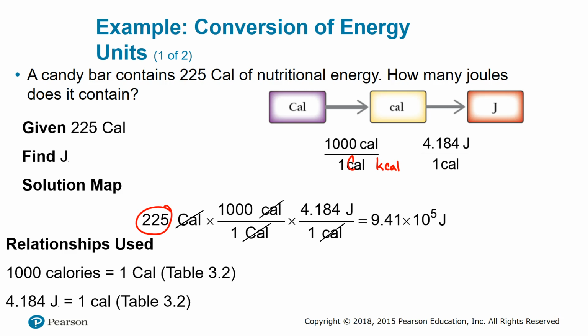So doing the math of this, I get 9.41 times 10 to the 5th joules. If you did it in a calculator and didn't have it in scientific notation, it would be 941,000, something like that.